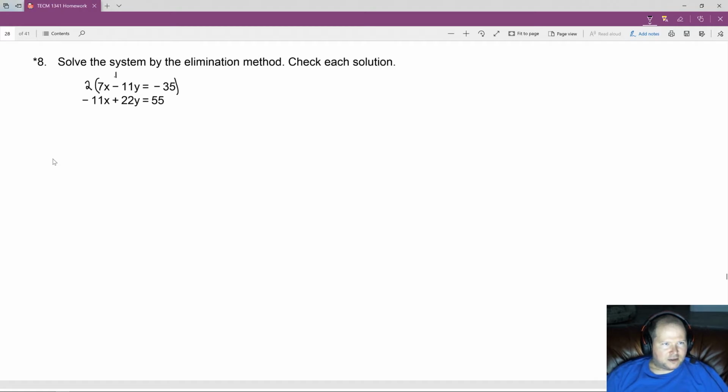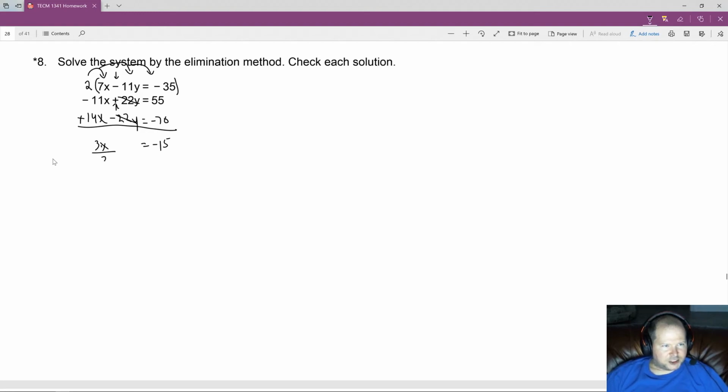Now, the sign on this one is a negative, the sign on the other one is a positive. They're already opposites, so I don't need to multiply this by a negative 2. I need to multiply the first one by a positive 2. I like the signs, I want to keep the signs. So we say 2 times 7x is a 14x. We say 2 times negative 11y is a negative 22y. We say 2 times negative 35 is a negative 70, and then we add them together. So we say negative 11x plus 14x is 3x. We say positive 22y plus negative 22y, those cancel out. We say 55 plus negative 70 would give me a negative 15.